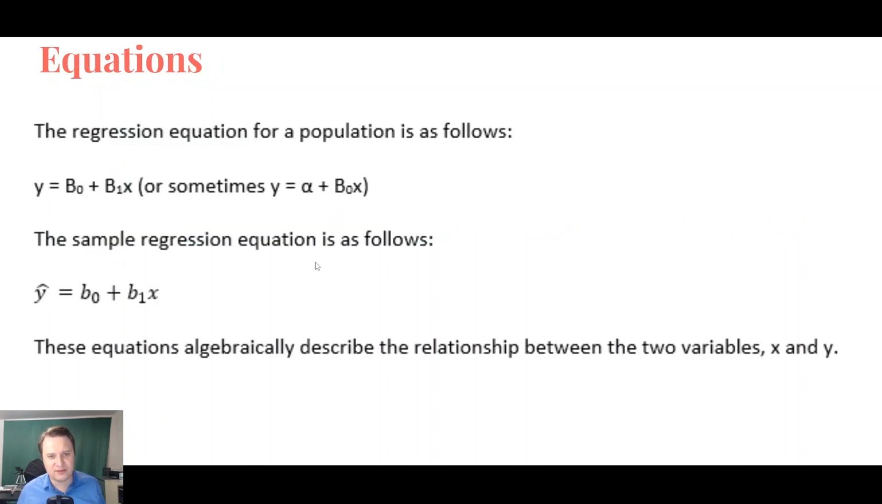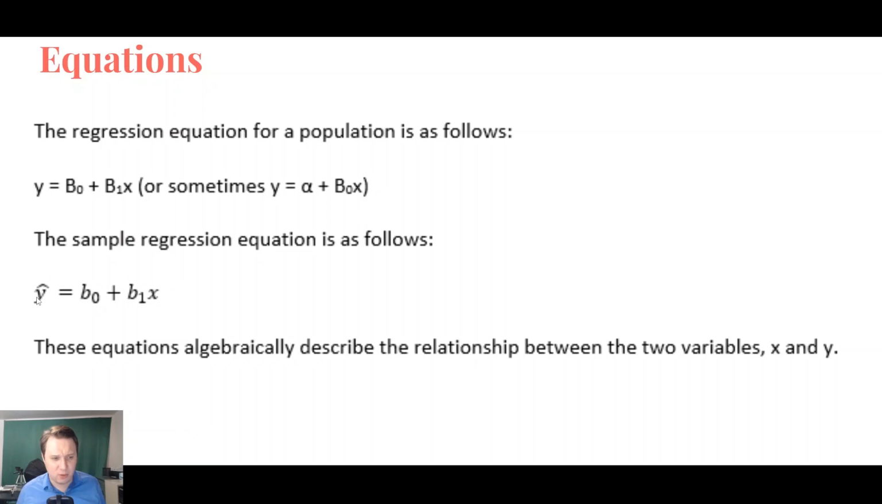Here's what it looks like in statistics. Typically, this is like your parameter equation right here. So y equals alpha plus beta x, or sometimes we use capital B0. And this is kind of your parametric equation, the mysterious parameter that we're trying to estimate. There's some magic line of regression in the population, and we're going to try to estimate it with a sample.